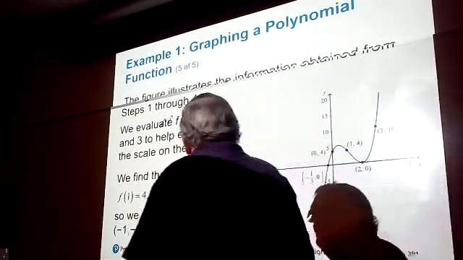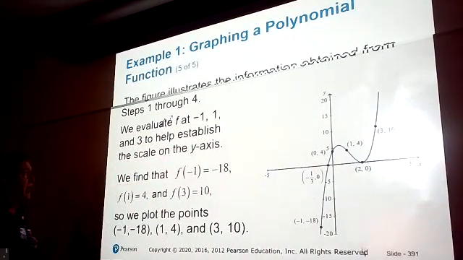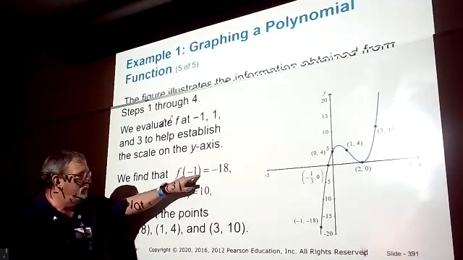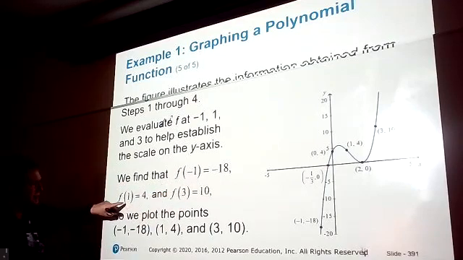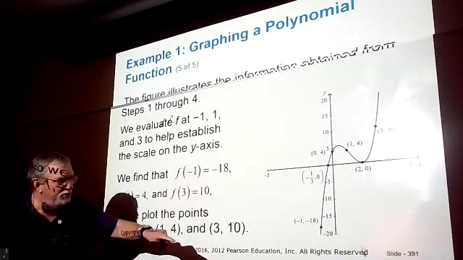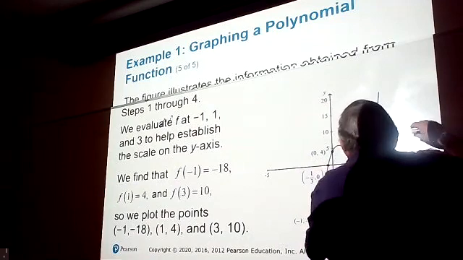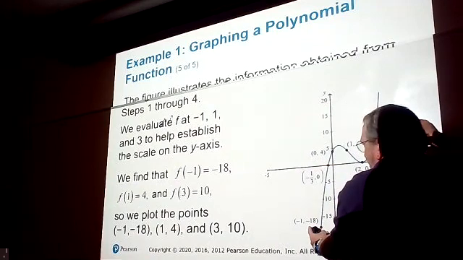So we evaluate at -1, 1, and 3. That helps establish the scale on the y-axis. We found f of -1 was -18, f of 1 was 4, and f of 3 was 10. So we chose a scale to go from -20 to +20, so these points will be within that range.